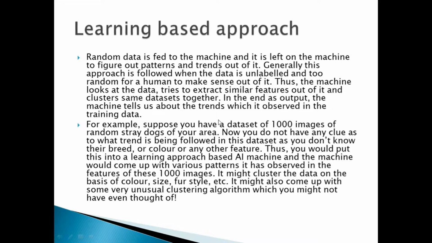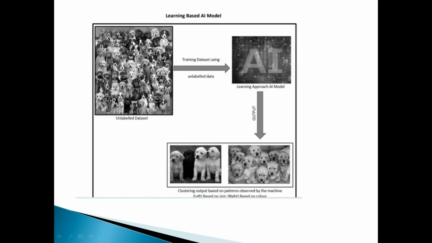Let us look at an example. There are several pictures of dogs here. The machine segregates pictures of these dogs together depending upon the color. Here the machine has put a few images together depending upon the size. So here the machine itself develops a model.